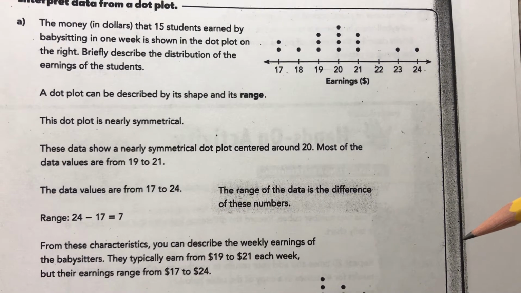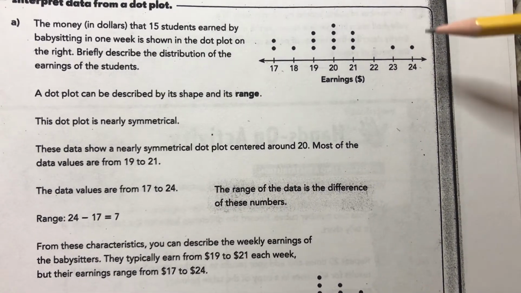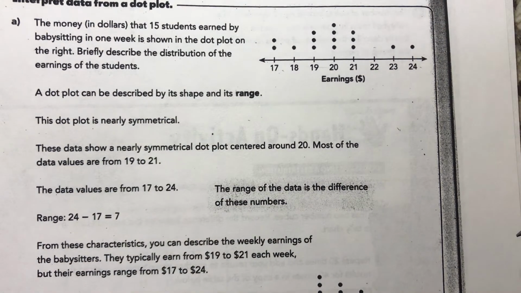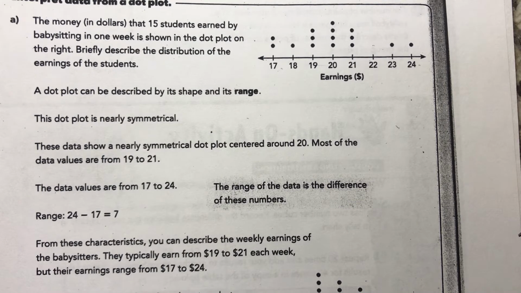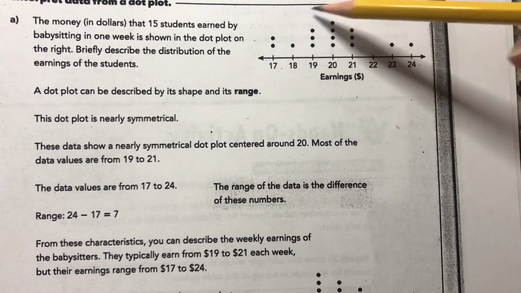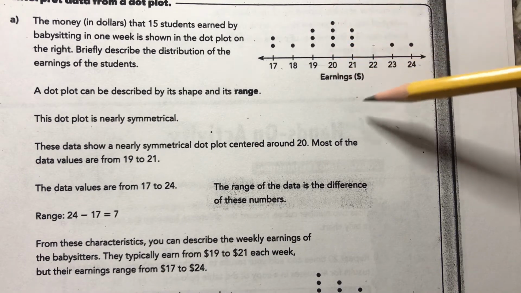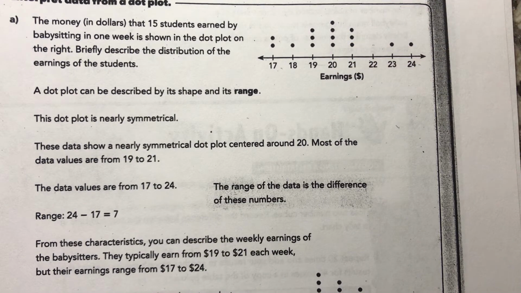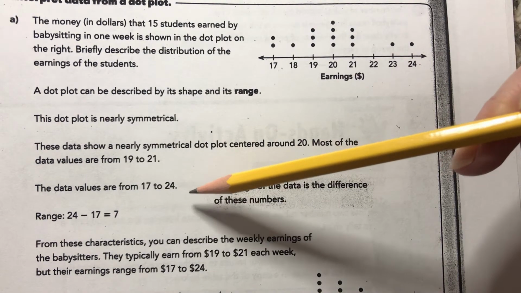This dot plot is nearly symmetrical. Would you agree? Yeah, it's pretty symmetrical. These data show a nearly symmetrical dot plot centered around 20. Most of the data values are from 19 to 21. Would you agree that most of them are between 19 and 21? Sure, why not? The data values are from 17 to 24.